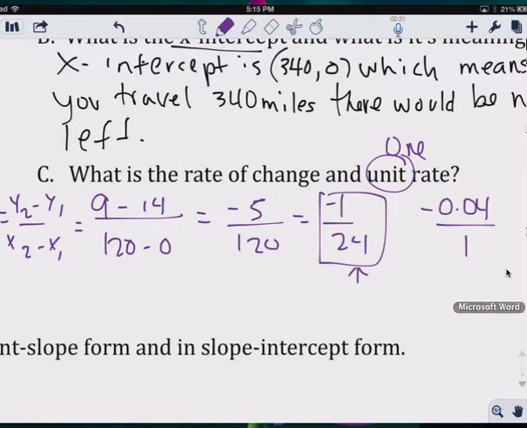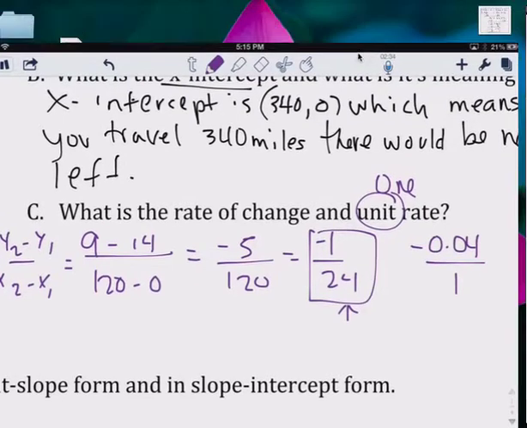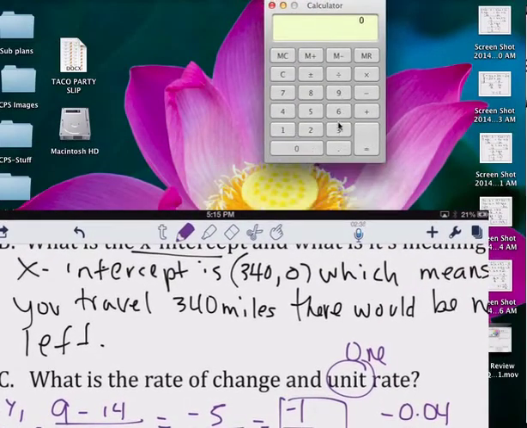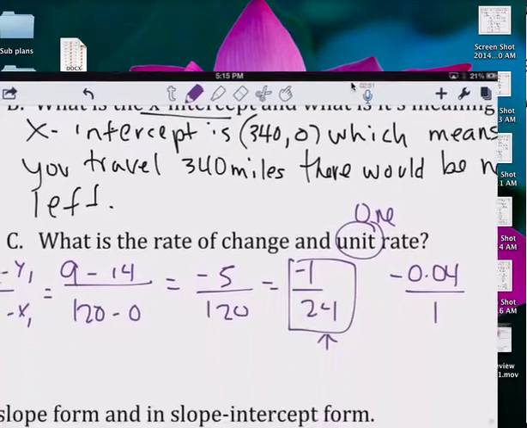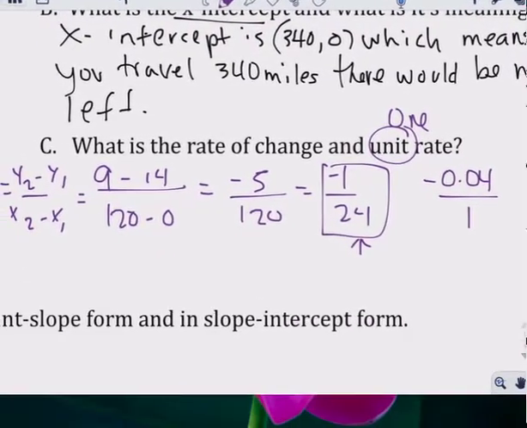Calculator, okay. If you look at the calculator here, 1 divided by 24 equals 0.041. It's rounded to the nearest tenth. And the other number you get about the same too. So this is unit rate. That means it's going down 0.04 gallons of gas every mile for 1 mile.